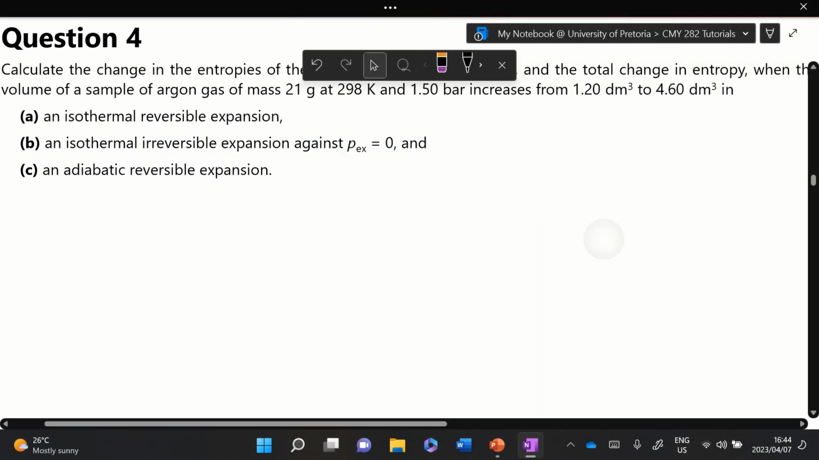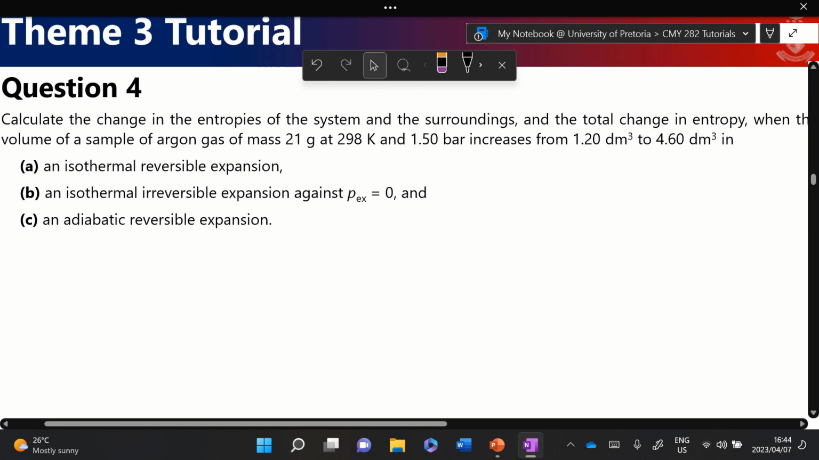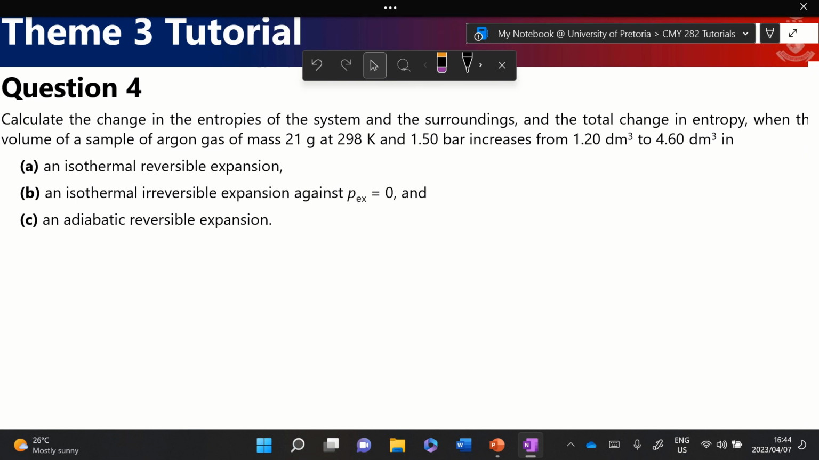Okay, so let's look at question 4 of the tutorial. Here we're asked to calculate the entropies, all three of them, for different processes of argon gas. Of course, argon gas is a monoatomic gas. We'll assume it's a perfect gas, but let's just dive right in.